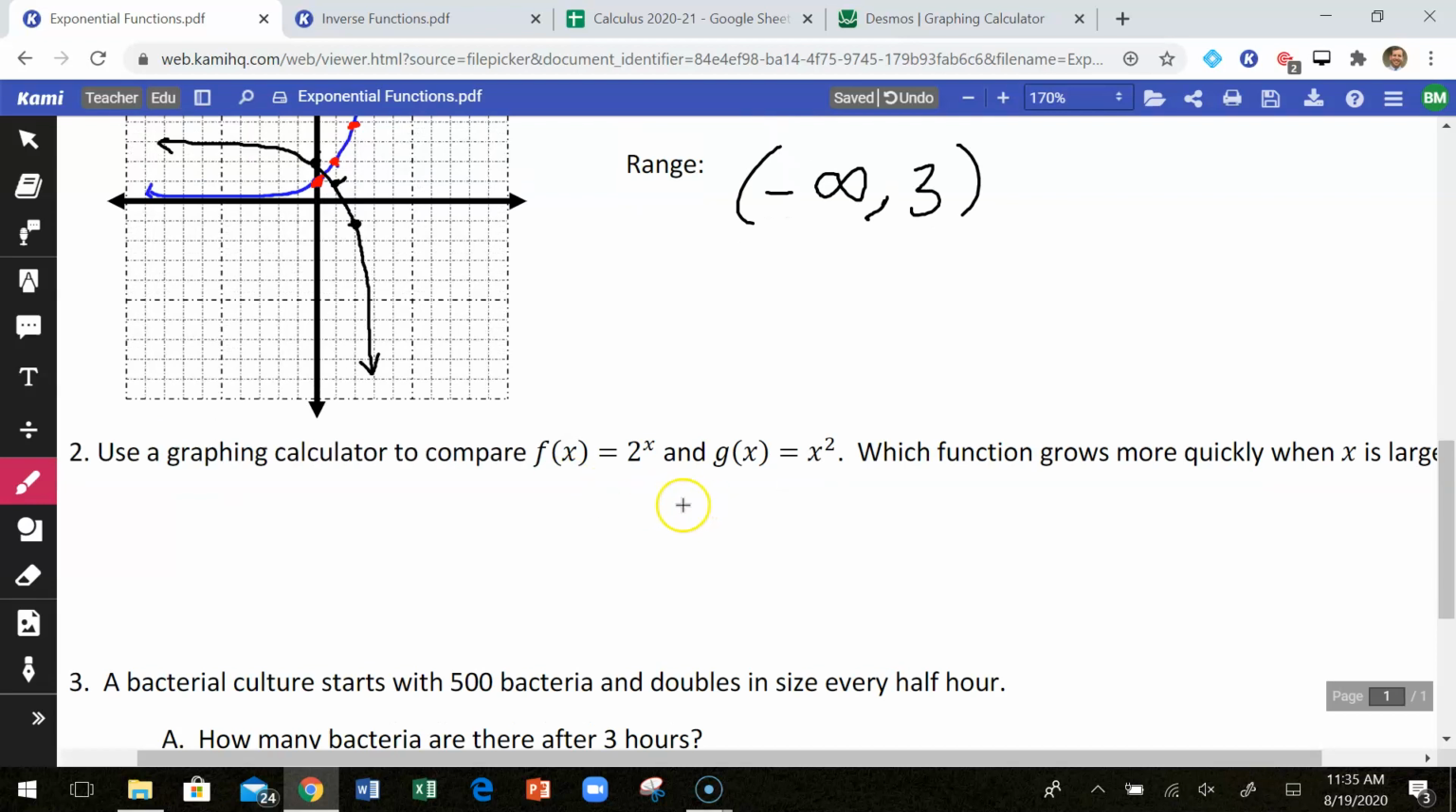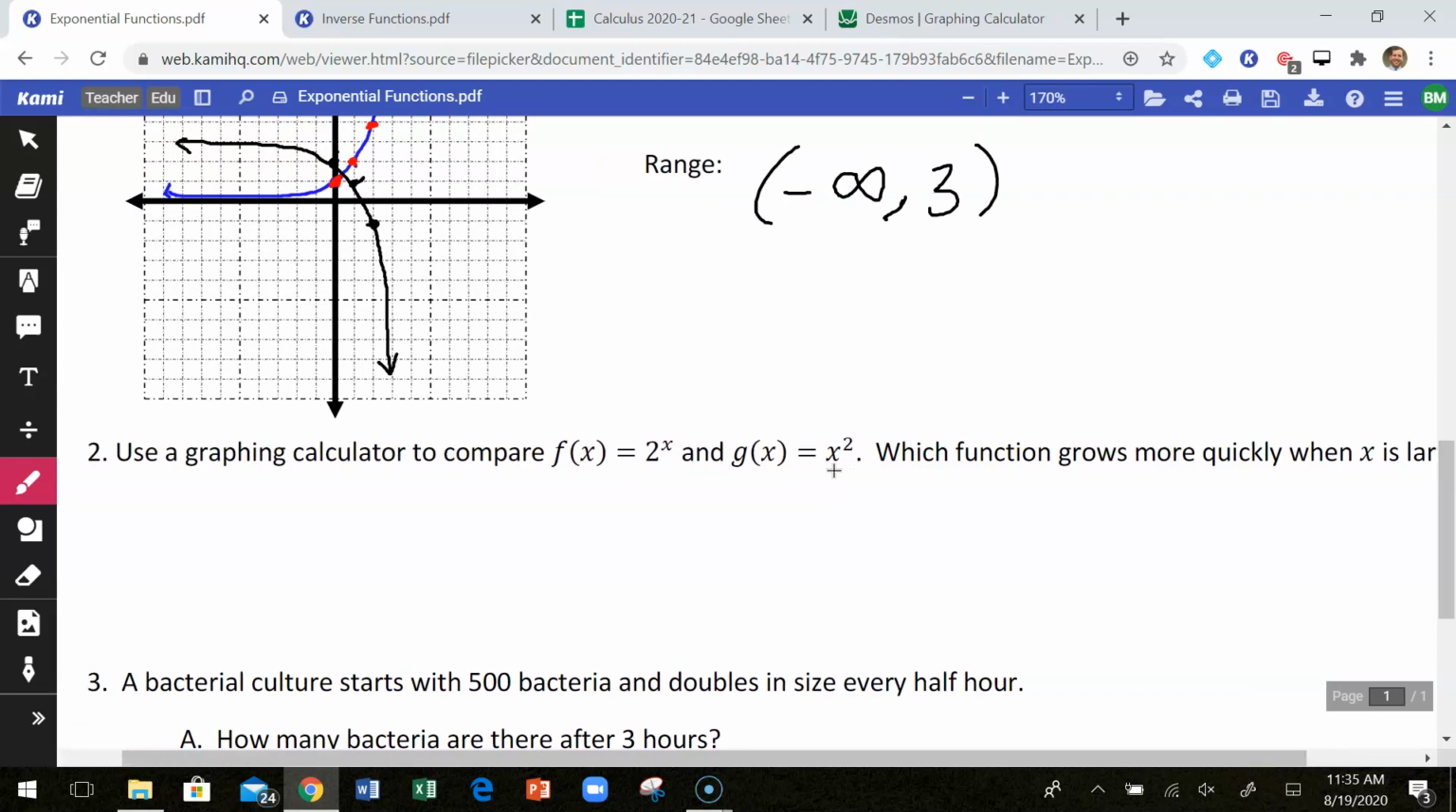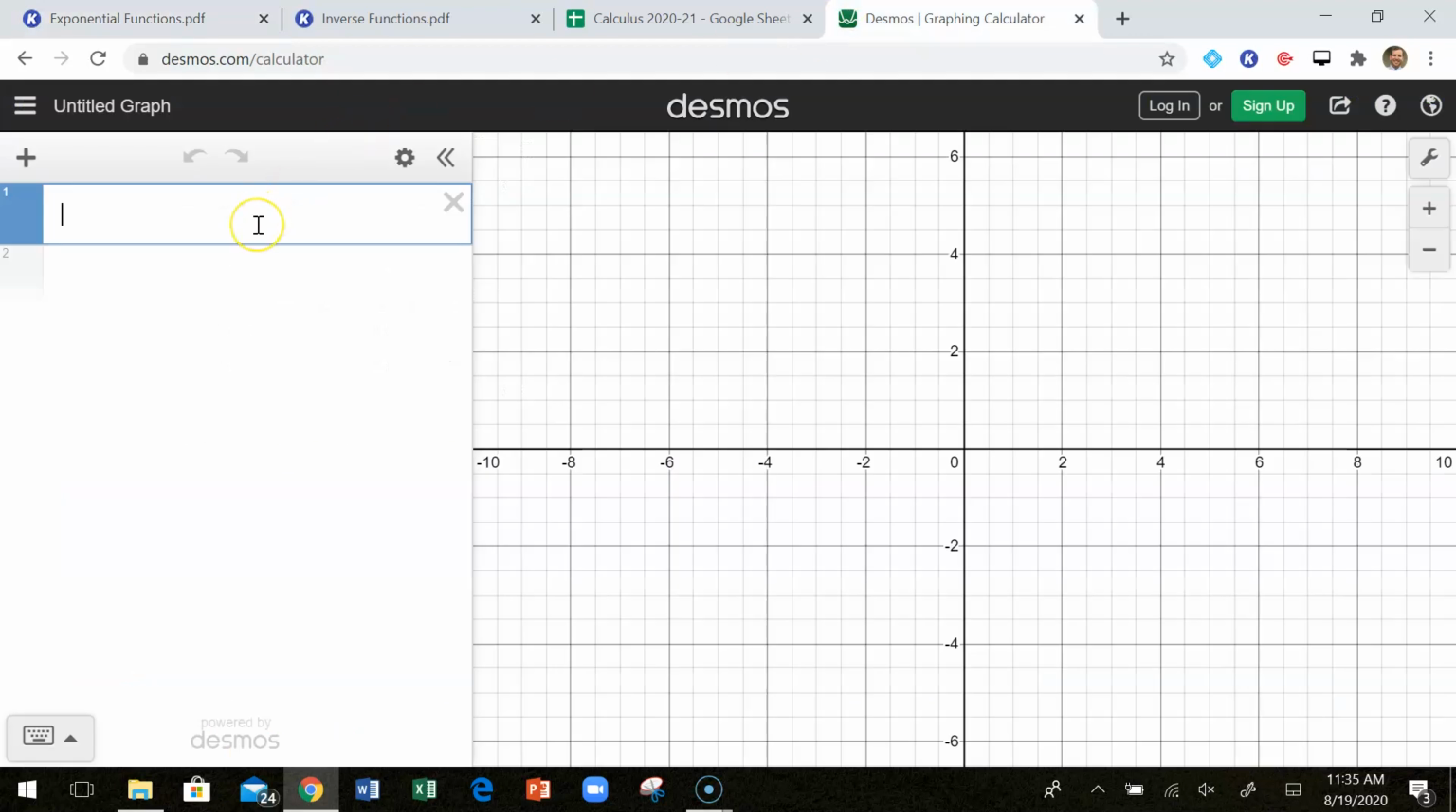The next question is just kind of a comparison between an exponential and a power function. A lot of people tend to get these confused. 2 to the x and x squared are completely different. The question is, which one is going to grow more quickly if x is large? So I'm going to go ahead and graph both of those.